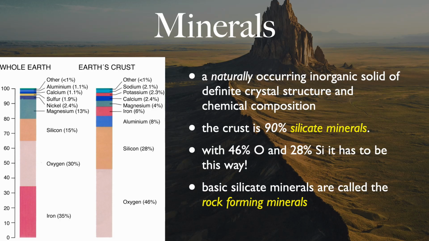And this makes quite a bit of sense, right? Silicate is a combination of silicon and oxygen, with 46% of our crust being oxygen and 28% being silicon, so it has to be this way. It makes sense that 90% of the minerals in the Earth's crust are silicate minerals. Because they make up our rocks, the basic silicate minerals are called rock forming minerals. That's the group of minerals we call rock forming minerals: these silicate minerals.